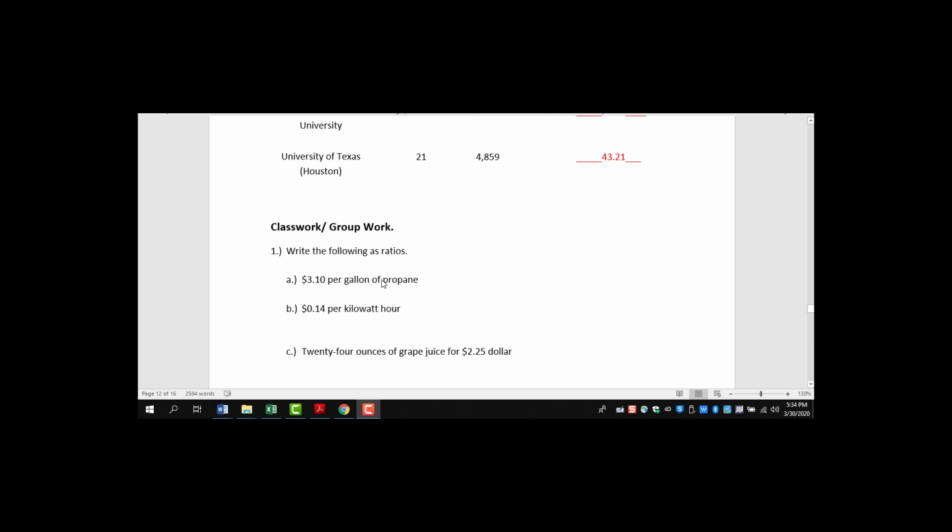And now we have our group work, which I'll put in a separate file.